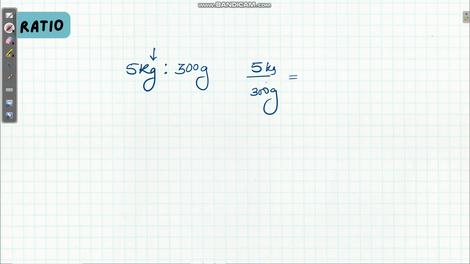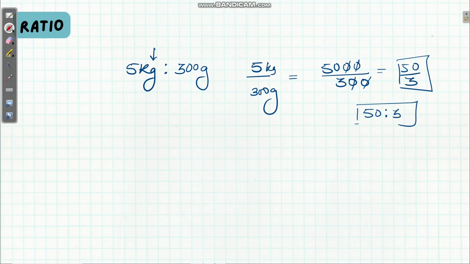Both have to be the same. So 1 kg is 1000 grams, so I can write it as 5000 upon 300. I'll cancel this 0, this 0, this 0 and this 0, so I'll get 50 upon 3. So my final answer will be 50 is to 3. This is a ratio. I cannot simplify this ratio, so this is the answer.